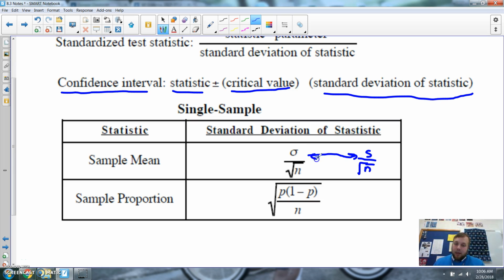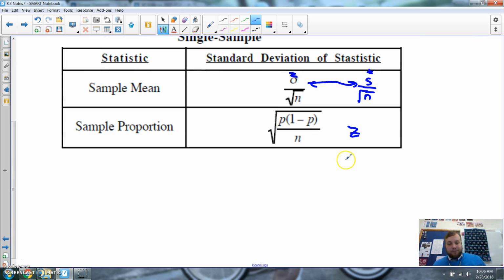Here we use a t-score. Here we would use a z-score. Question, what do we use here? Oh yeah, we always use z-score for percentages. Okay? All right, so hopefully that's clear.